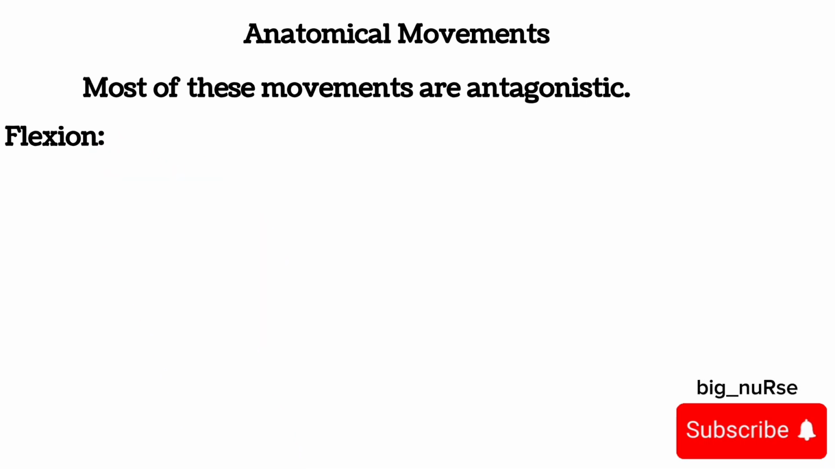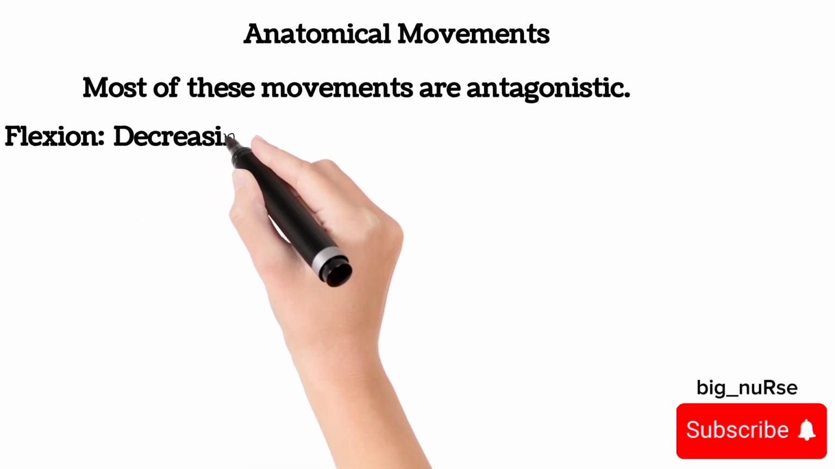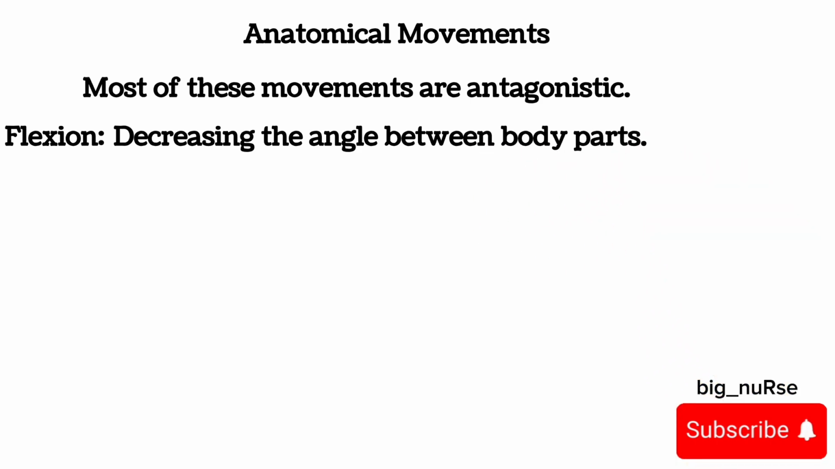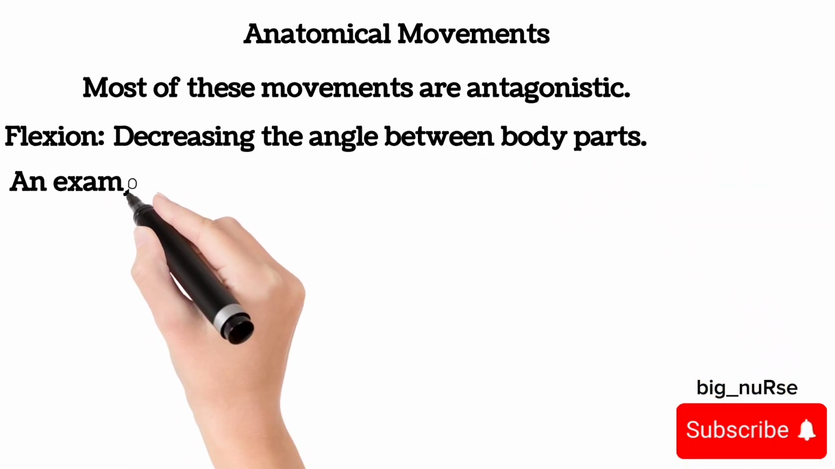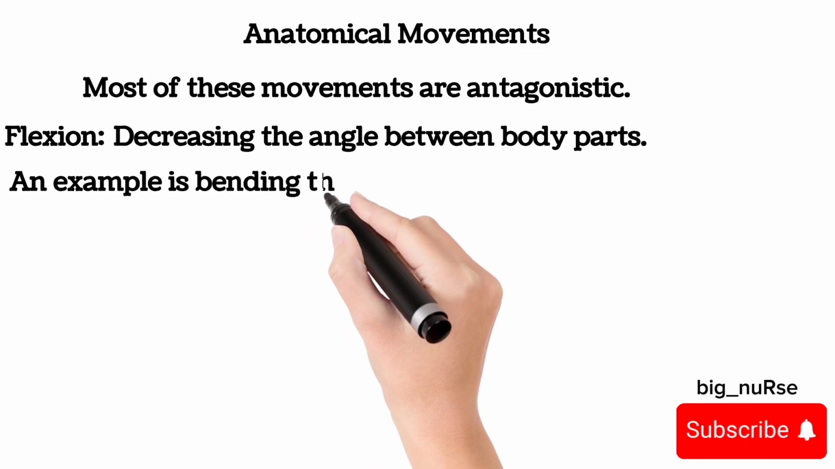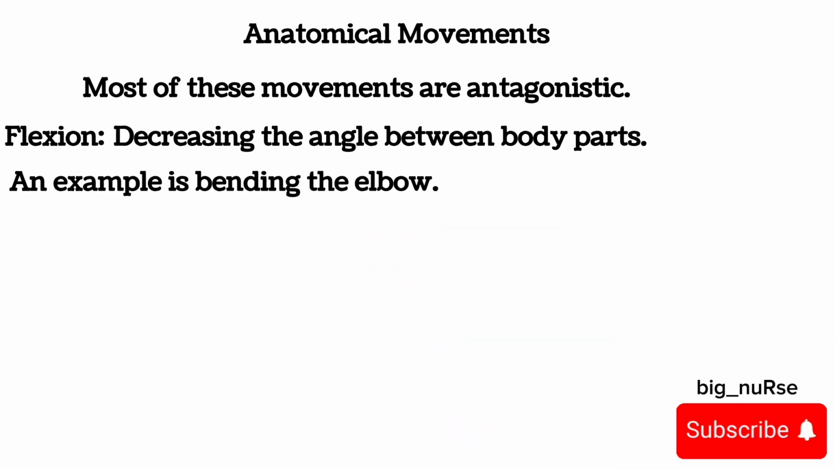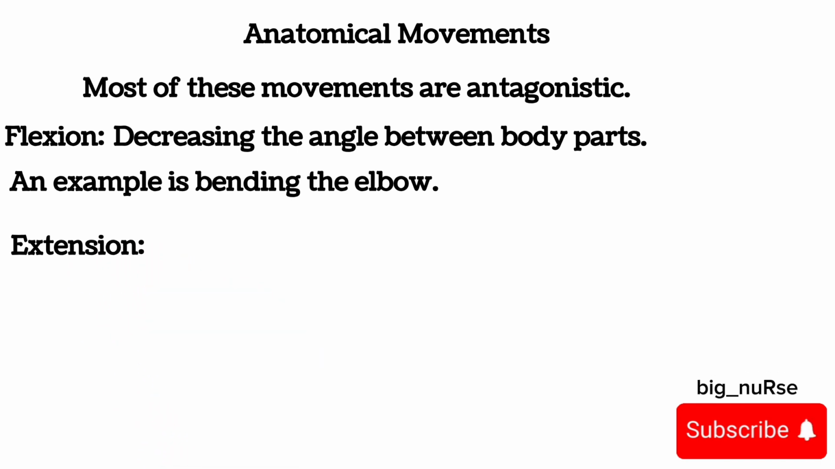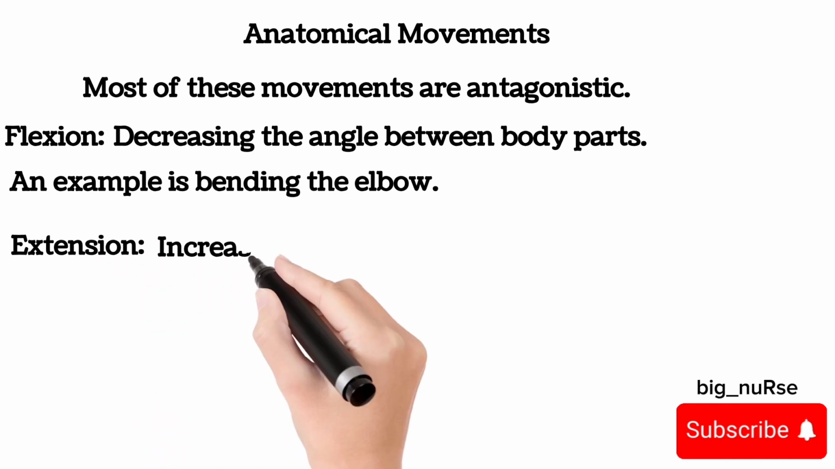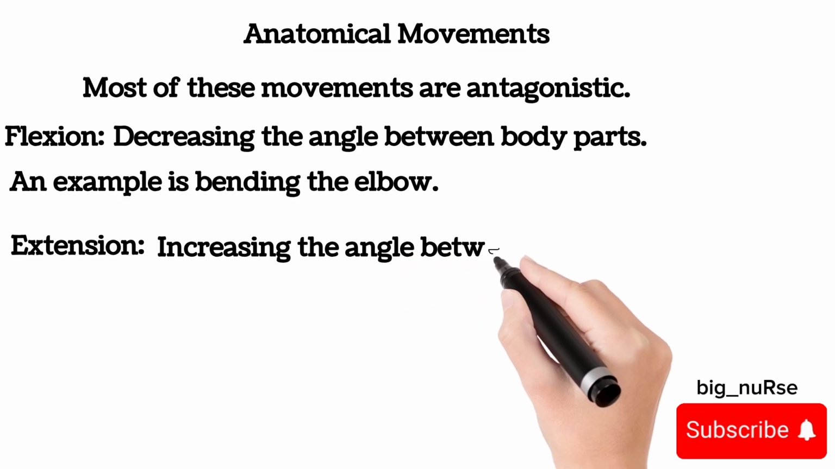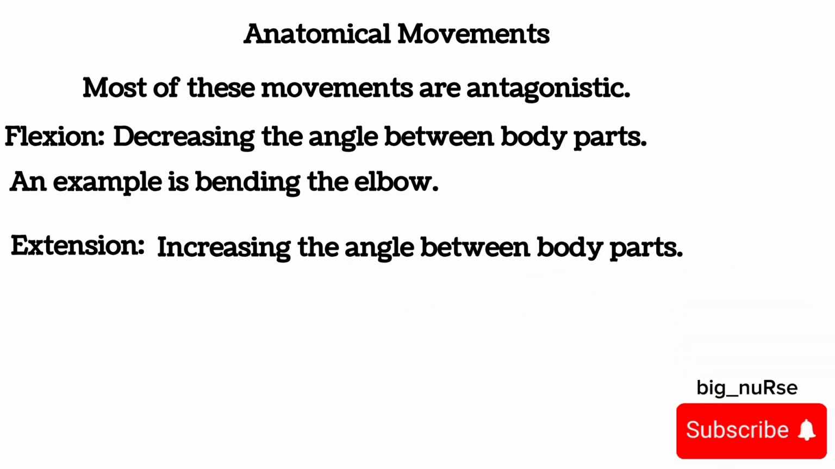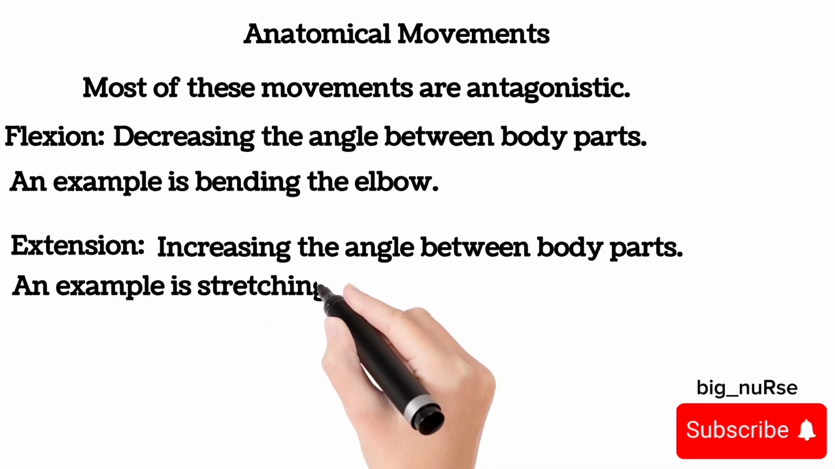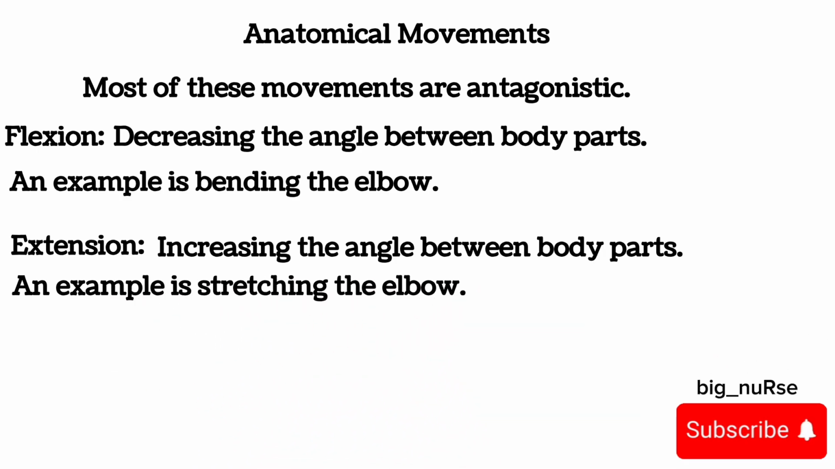So let's begin with flexing. Flexing is decreasing the angle between body parts. An example is when you bend your elbow. Another one, or the opposite one, is extension. That's increasing the angle between body parts. So if you don't extend, you flex. An example is stretching the elbow.